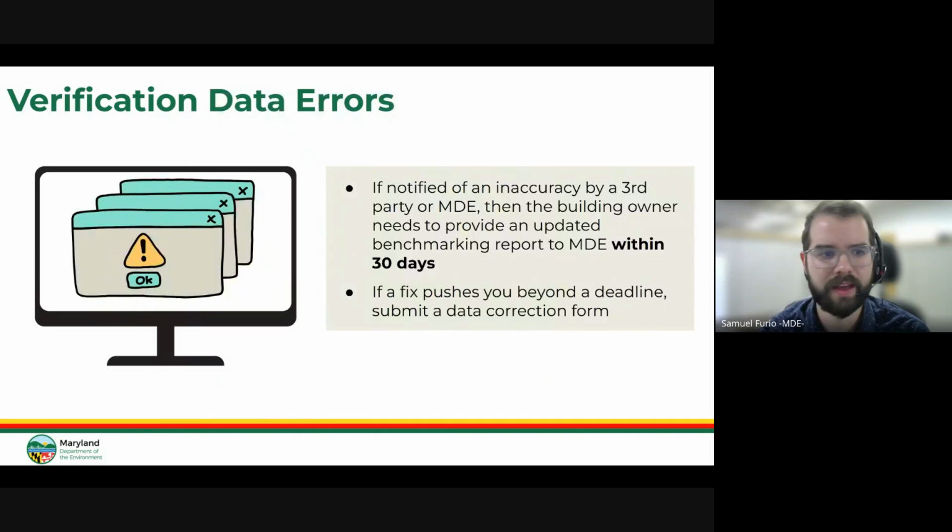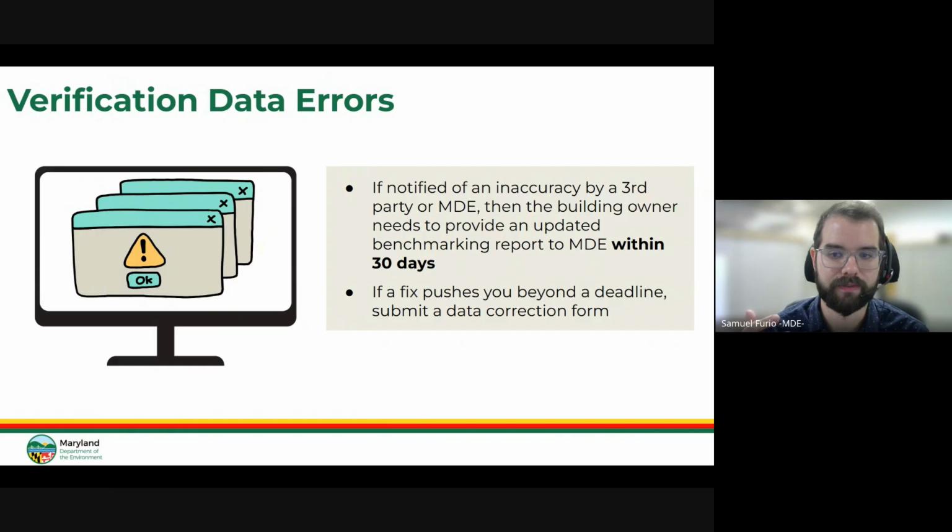There we go. So what happens if an error is found in the verification process? If you are notified of an inaccuracy by a third party or by MDE, then the building owner needs to provide an updated benchmarking report to MDE within 30 days.